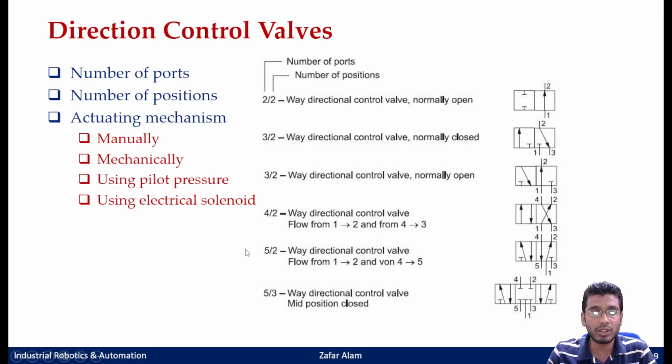These are just your naming, how you write the DCVs. So if I say 5 by 2, what do I mean? My valve has 2 positions and 5 ports. If I say 4 by 2, I will say that my valve has 4 ports and 2 positions. If I say 4 by 3, it means my valve has 4 ports and 3 positions.